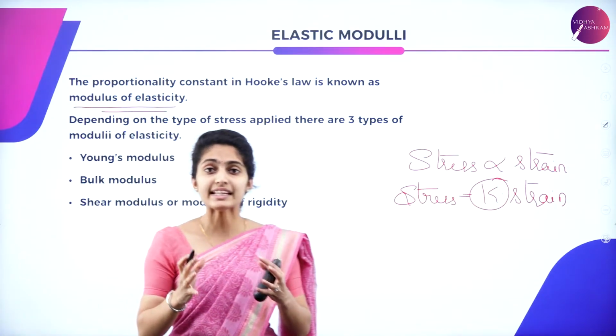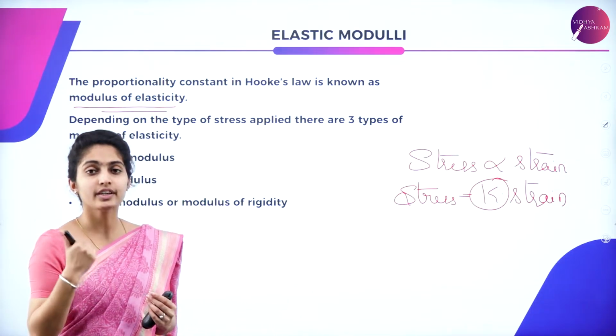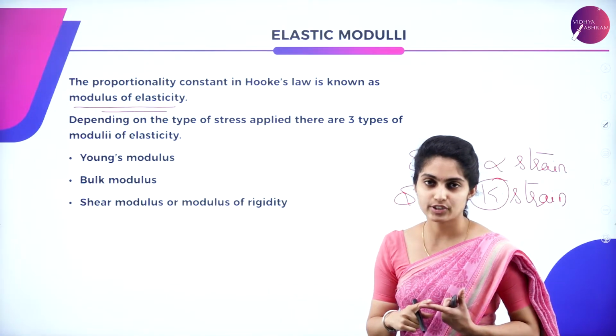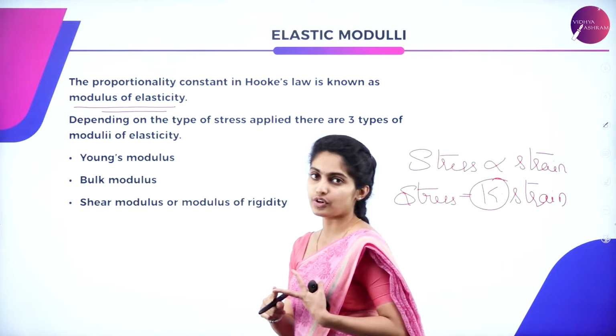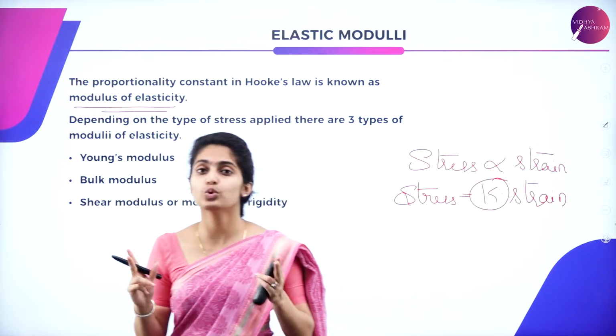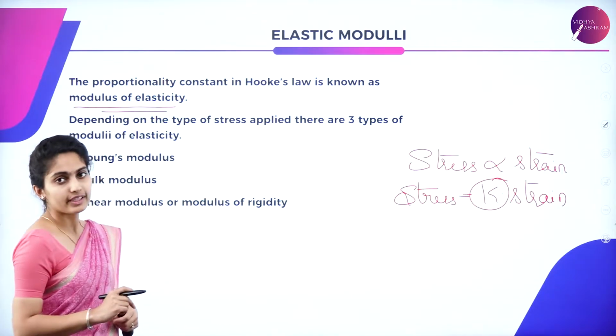And we know there are three types of stress. Which are those three types of stress? First is longitudinal or normal stress. Second is hydraulic stress. Third is tangential stress. There are three types of stress, and according to those three types of stress, we have moduli of elasticity.